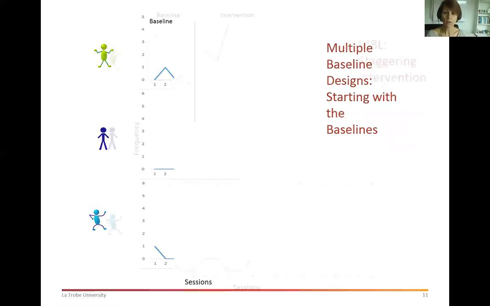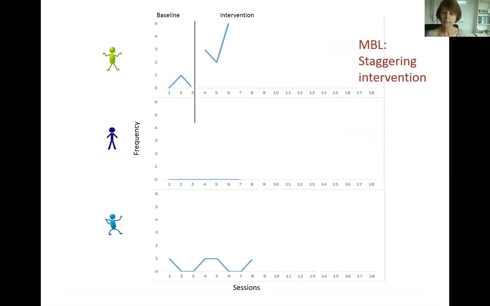Okay, now what we do is, instead of introducing intervention across all 3 participants, we stagger our intervention. So we introduce it for John, and we continue until it's pretty clear that John is getting better. He's actually doing 2 more two-word combinations. So you can see that he's gone from 0 to 1 to 0, and he's now got 3, 2, and then up to 5 two-word combinations when we introduced our intervention.